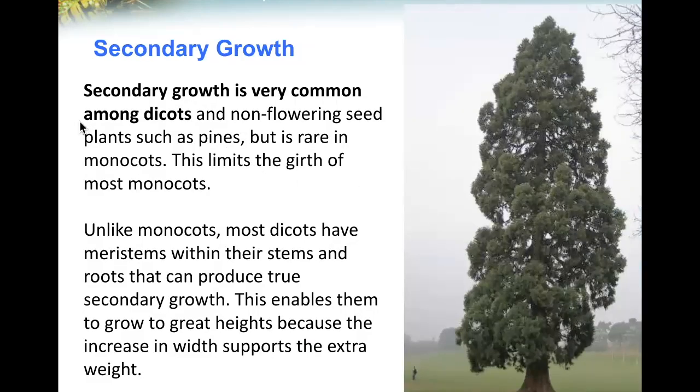Secondary growth is very common among dicots and non-flowering seed plants such as pines, but is rare in monocots. This limits the girth of most monocots. Unlike monocots, most dicots have meristems within their stems and roots that can produce true secondary growth. This enables them to grow to great heights because the increase in width supports the extra weight.